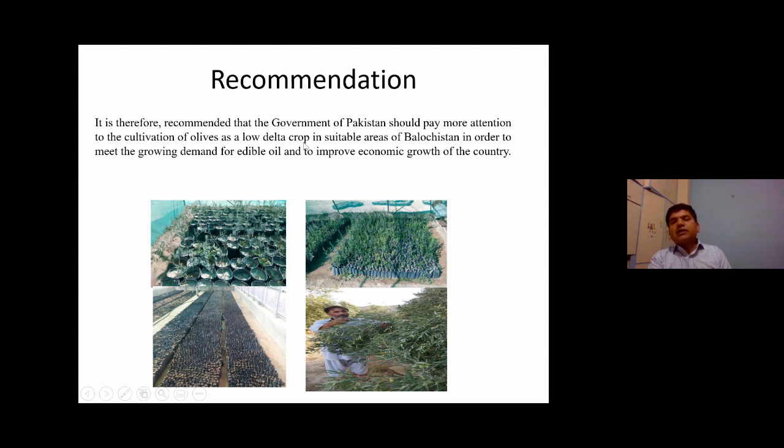In my province, the farmers cultivate fruit crops like apple, apricot, and others. So they need more water. Due to scarcity of water, the water level goes very far down in the earth, so groundwater is not available. So these crops could be replaced with the olive.